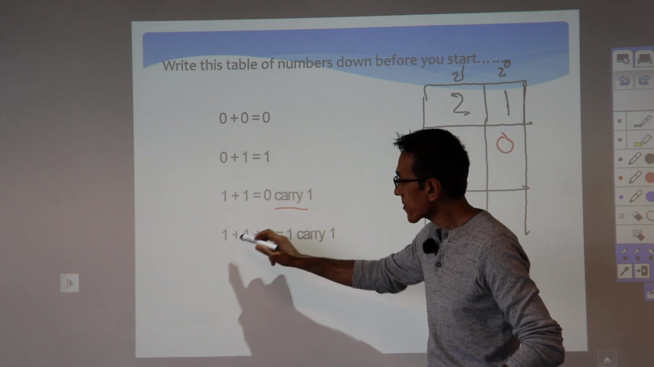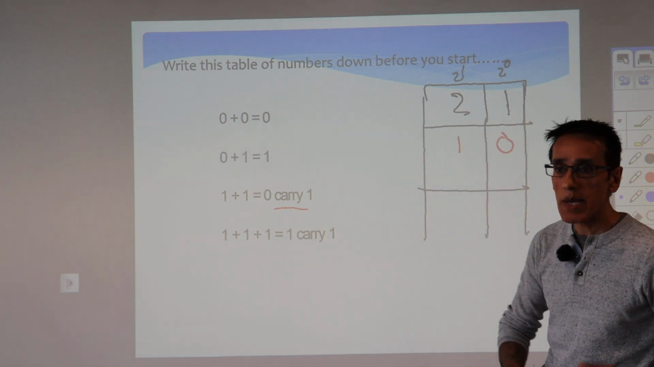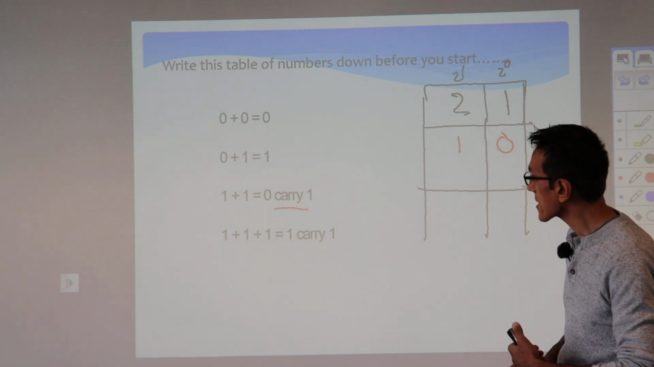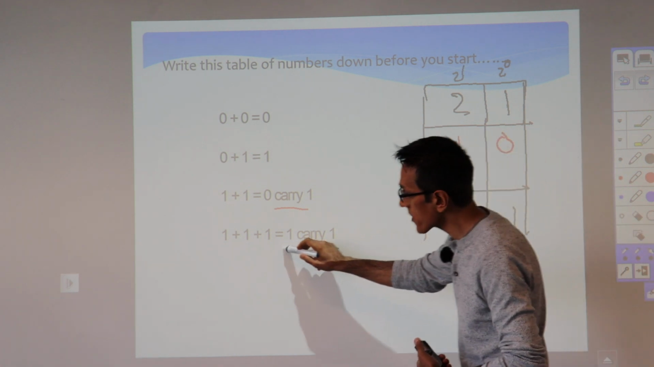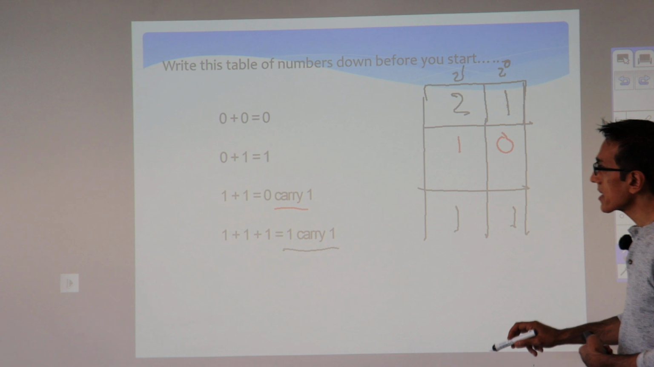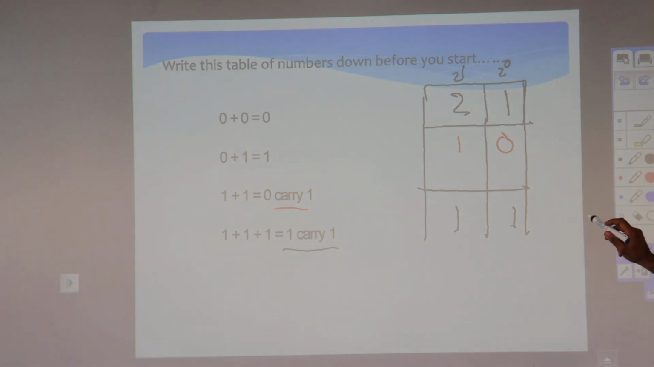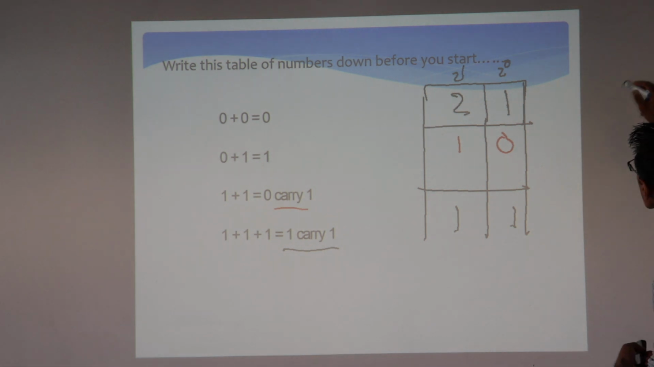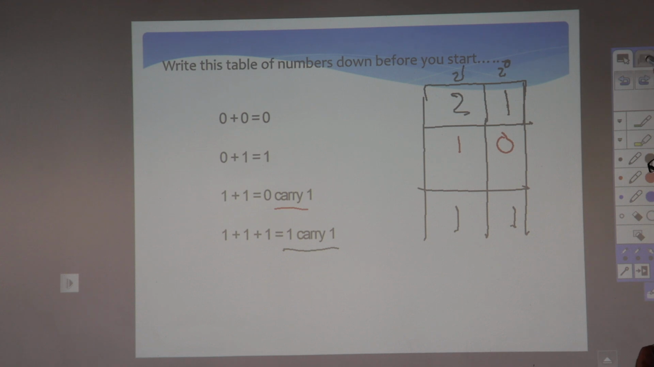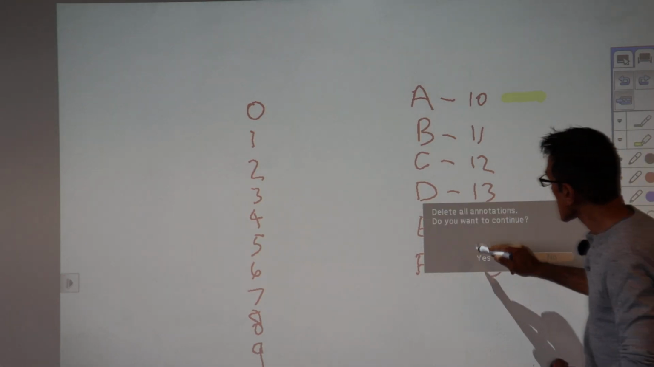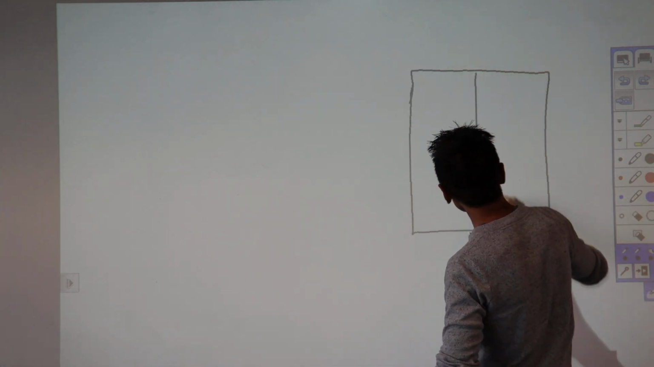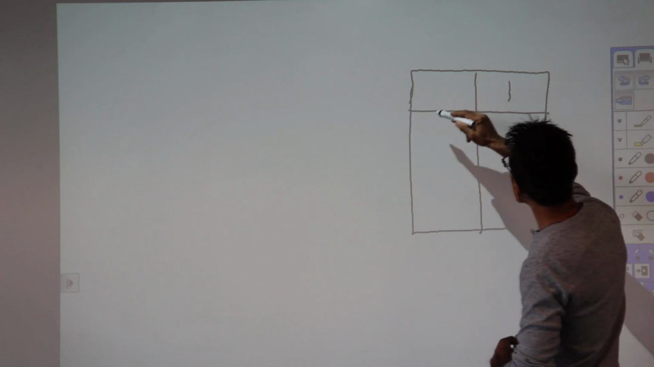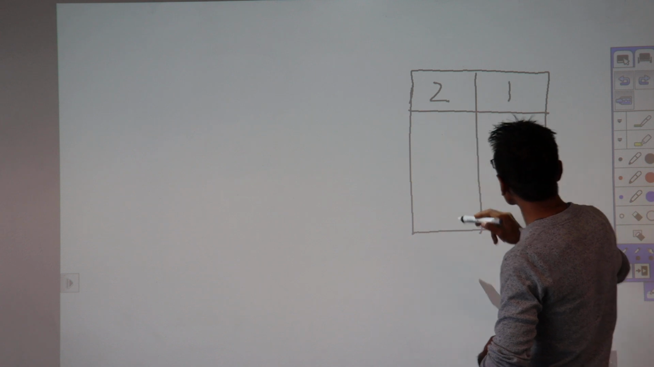What about 3? 1 plus 1 plus 1 is 3. How do you represent a 3 in binary? We place a 1 here and a 1 here, so it's 1 carry 1. Remember this table, folks, because this is important. I will draw this table here so that we can refer to it as we're doing our additions.